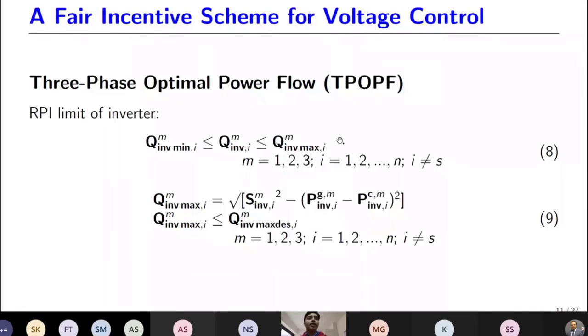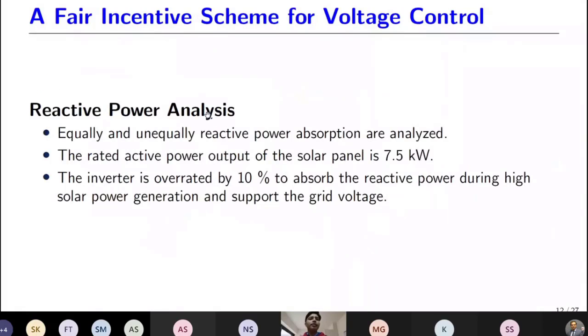First I start my analysis with the reactive power analysis. For this case, the rated active power output of the inverter is taken as 7.5 kilowatt, and a 10% overrated inverter is considered so that it can absorb reactive power during high generation of solar power.